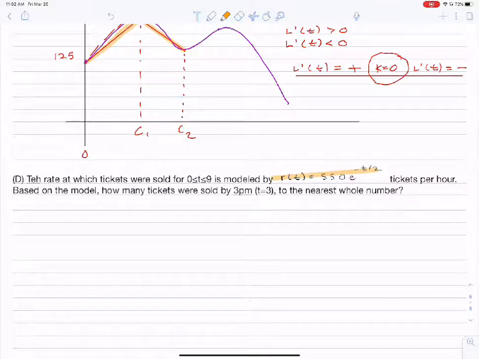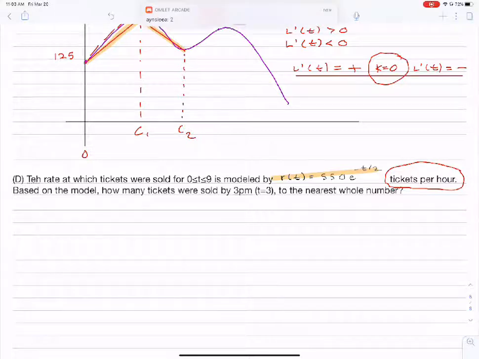Let's see. Okay, we got some 2s coming in. I agree with the 2s. It is a rate function. How do we know it's a rate function? We again look at the units. What are our units? Tickets divided by hours. That's a rate. If it was just tickets, that'd be a position. If it was tickets divided by hours squared, that would be an acceleration. Okay, so absolutely, that's just tickets per hour. That is just a rate of change.